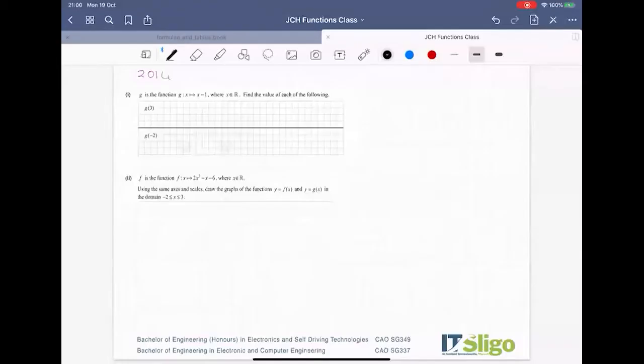The 2014 question, not quite sure what 2014 paper this came off. It might have been pre-project maths or a sample paper because I find other questions in the 2014 junior cert paper. However, we'll give it a go.